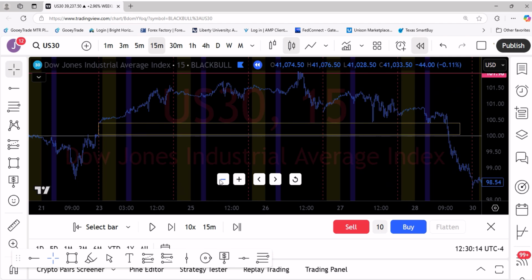Typically, you'll see green and red candlesticks for most people when they trade. For me, it just helps me stay focused on price action instead of every tick of a red or every tick of a green candlestick. I just want to add that in there.